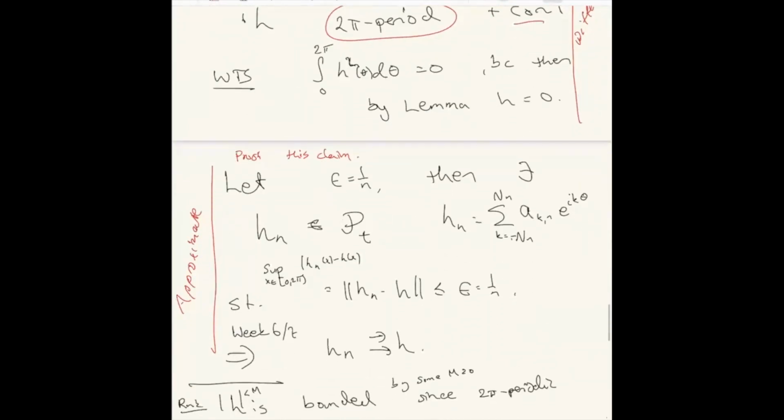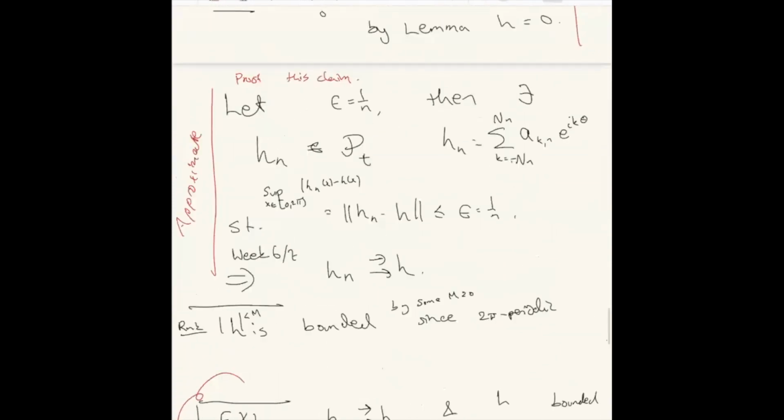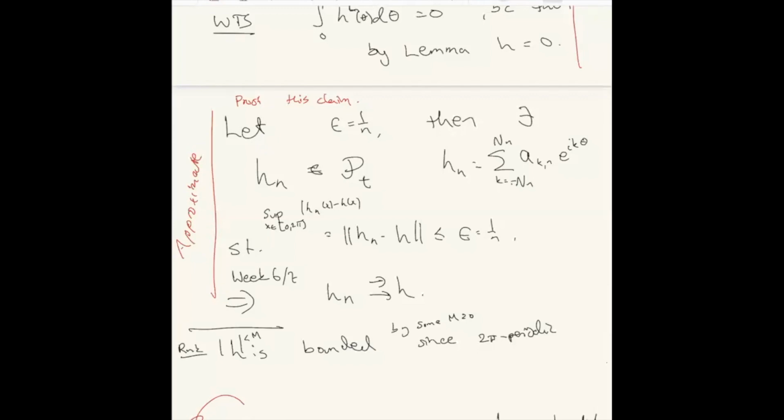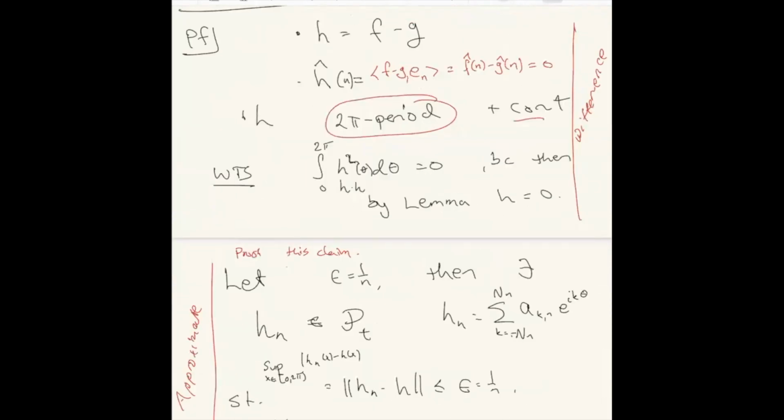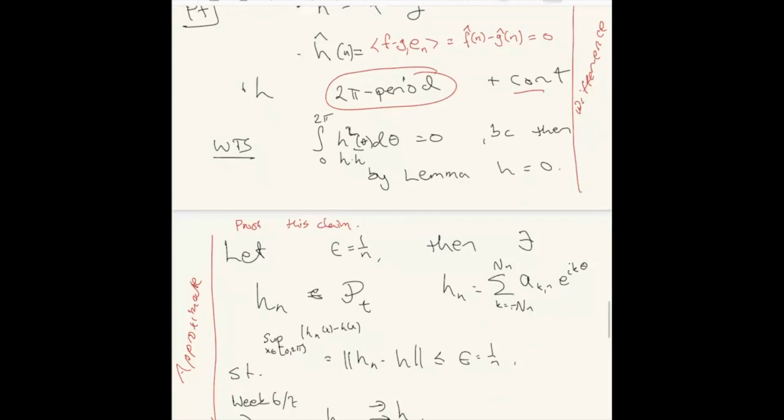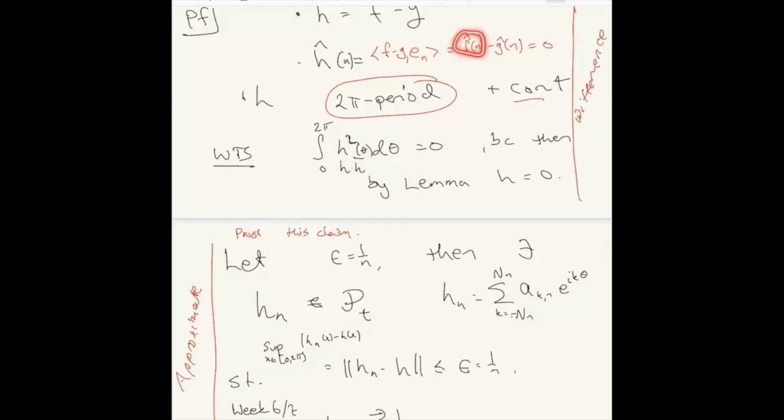Okay, so we will use the approximation theorem here. The idea is to write this as a product of two things, h and h bar, and to approximate one of these by a trigonometric polynomial. Because then we get a product with a trigonometric polynomial, and we can split it up into terms that we can manage that will involve the Fourier coefficients.